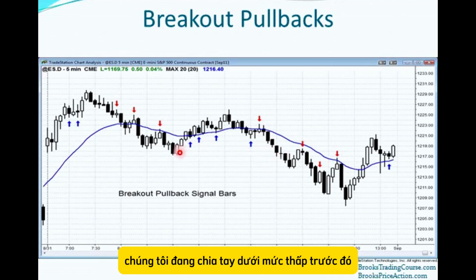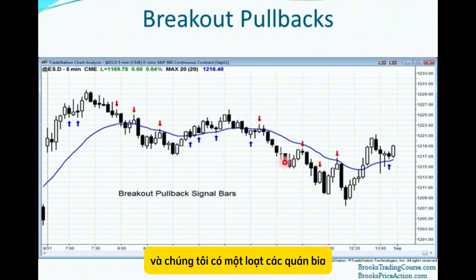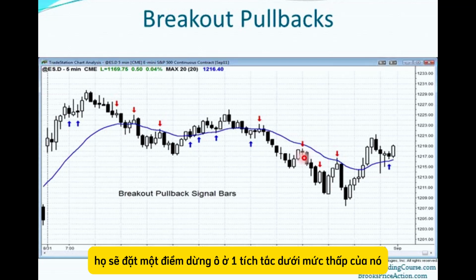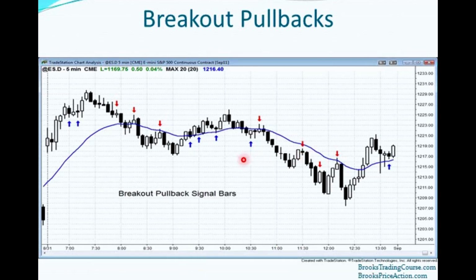Here, clearly a bear trend. We're breaking out below the prior low, and we have a series of bear bars. We have a bear micro channel, and traders will expect the bull breakout of the bear micro channel in the bear trend to fail, so they'll look to short below the low of the prior bar. Here's a pullback. They'll place a sell stop at 1 tick below its low and get filled there.